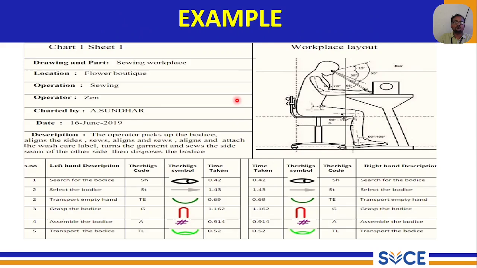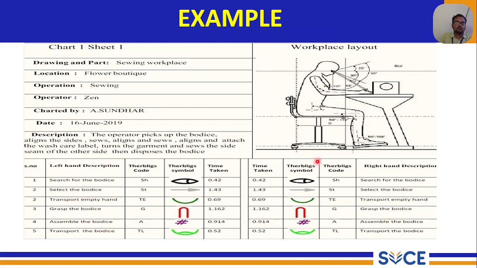Now we'll see a basic example of how a Therblig chart is developed. The operation here refers to a sewing machine, which is predominantly used in boutique shops. So the operator name and the date have been mentioned here, where you will create a workplace layout, and more importantly, you will look at all the important activities of it.